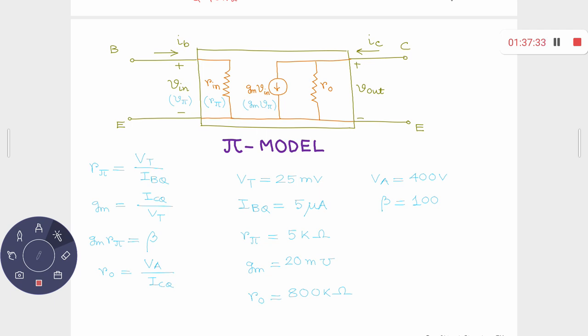Okay, so with this, let me conclude our introductory discussion on small signal amplification.